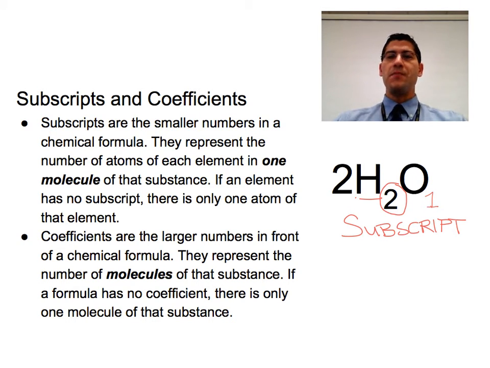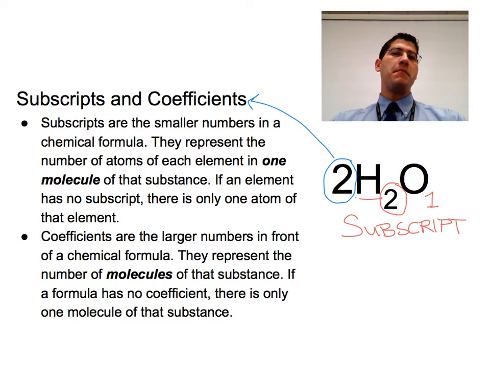This one's pretty simple. Coefficients are the large numbers in front of a chemical formula, this guy. They represent the total number of molecules of that substance. So each molecule of water has two hydrogen and one oxygen atom.